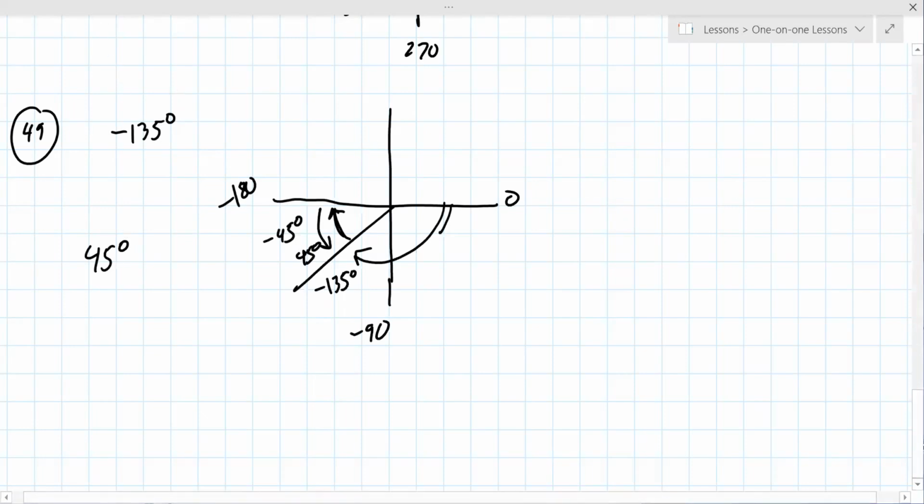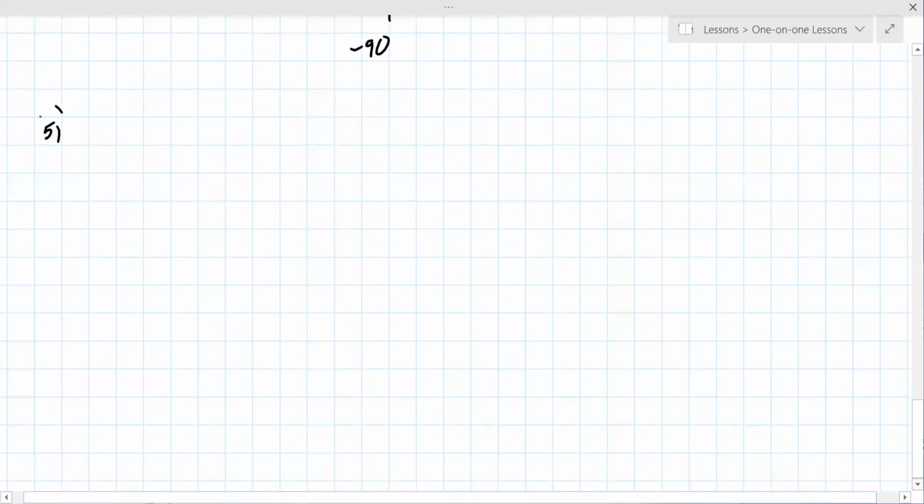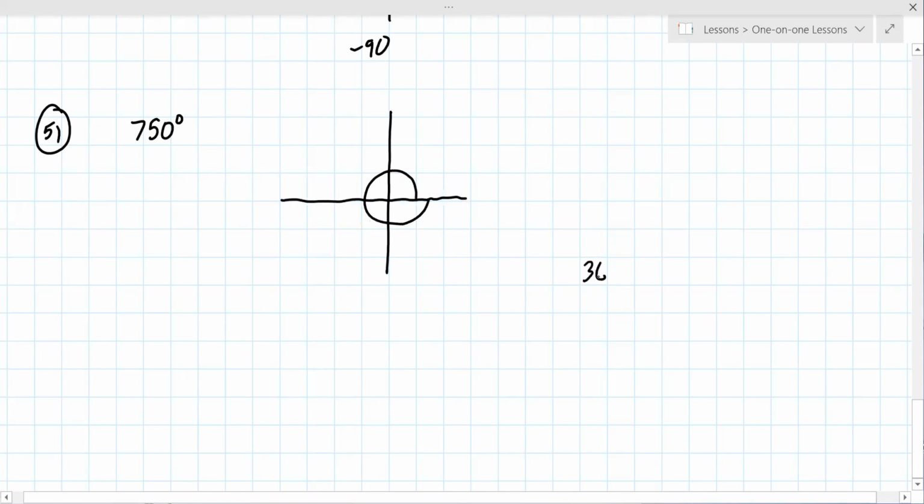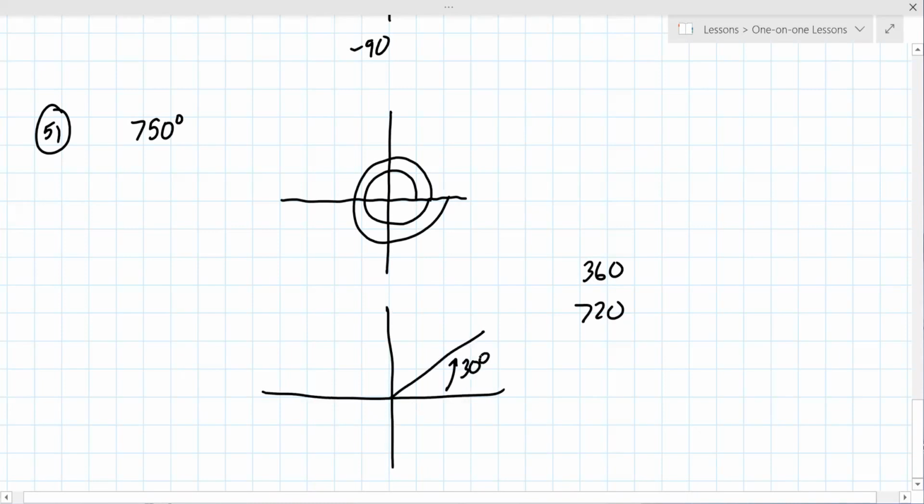Right. 51 is 750 degrees. This is a spiral, because if you go all the way around, that's 360. Notice when I go all the way around, I leave a little gap there. If you go all the way around again, that's 720. So this 750 is really like 30 degrees past this. You might even want to redraw it here, because you go all the way around and then you get 30 degrees here. So you go all the way around once, all the way around twice, that's 720, and then 30 more.